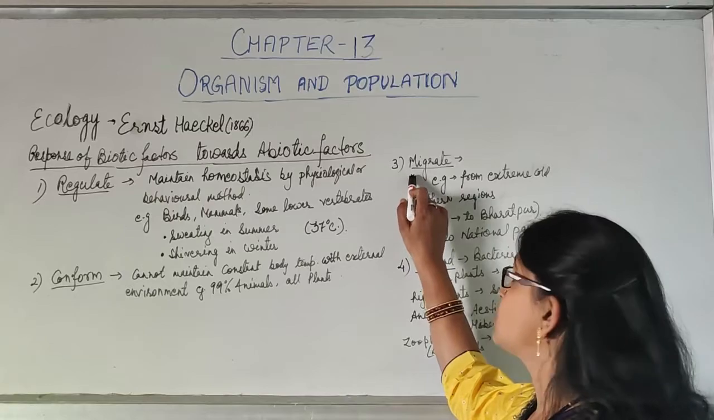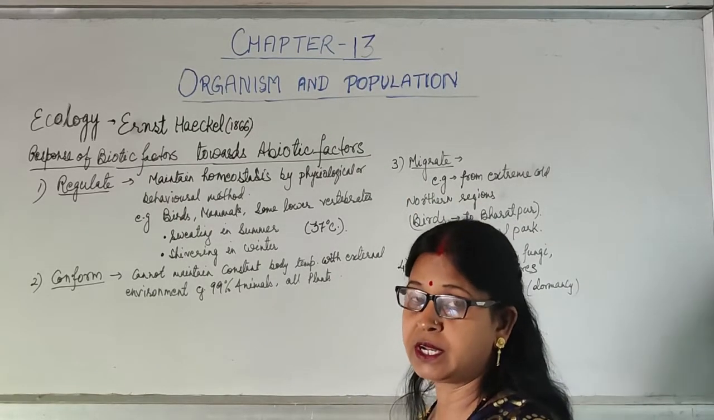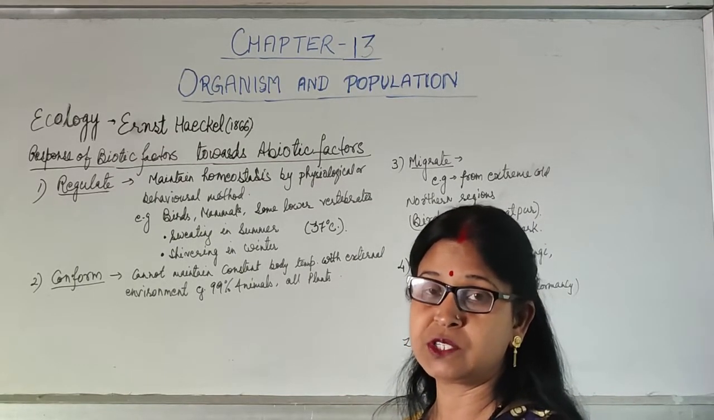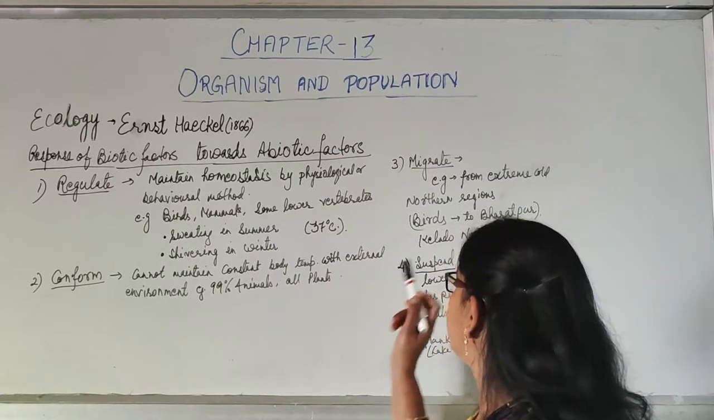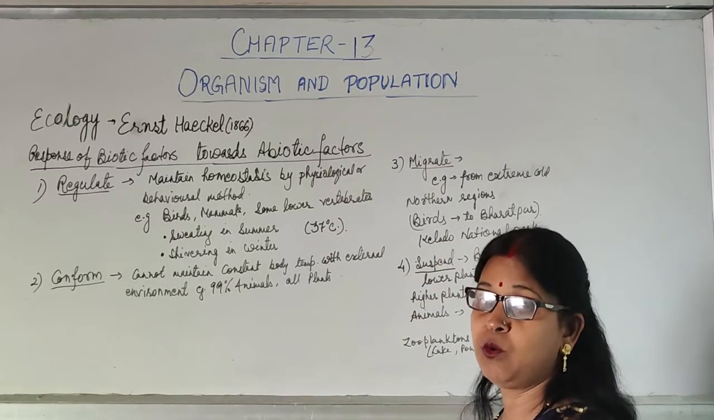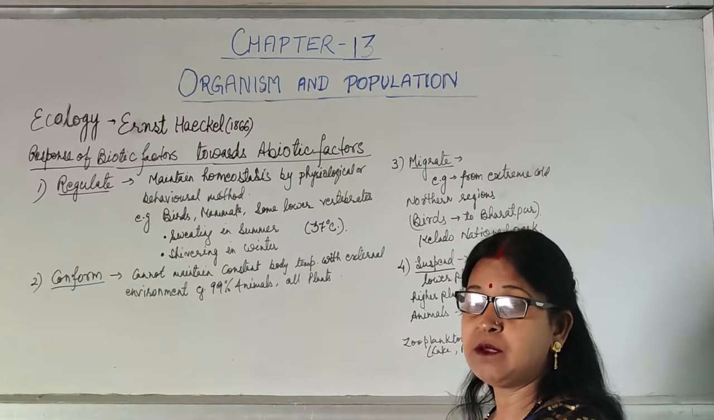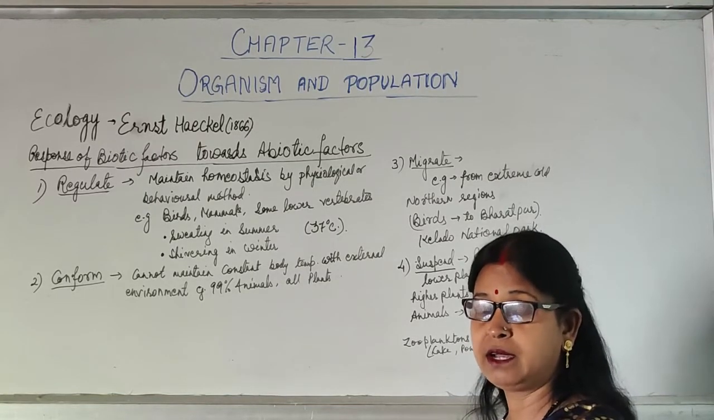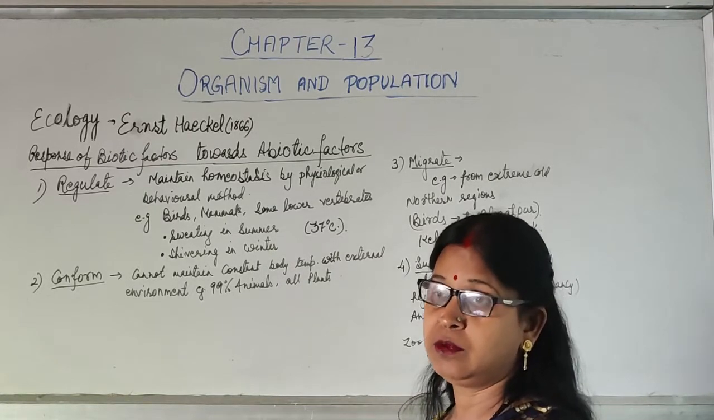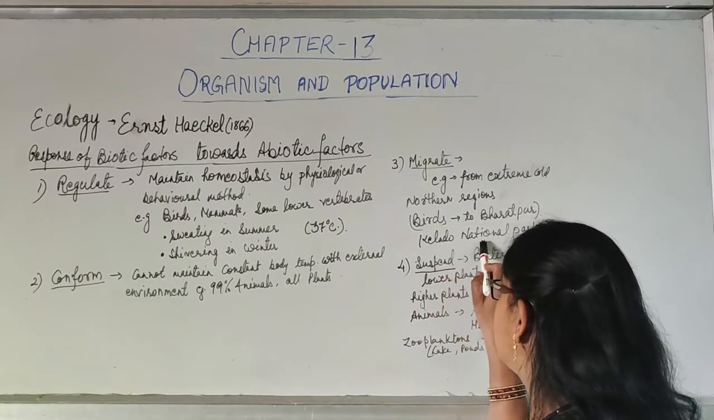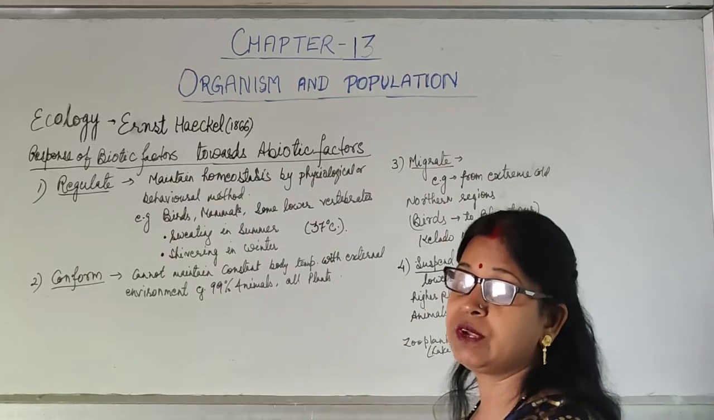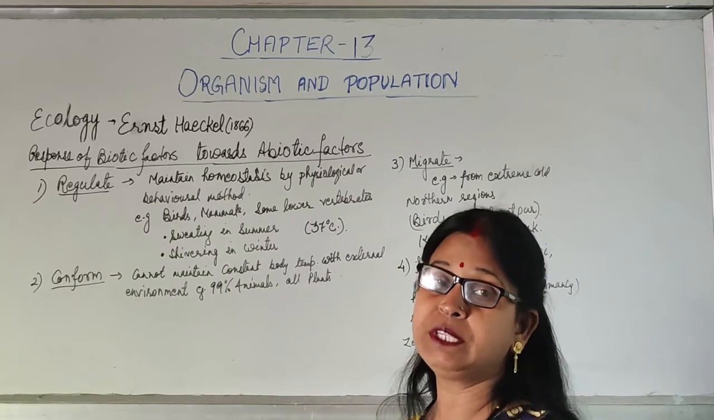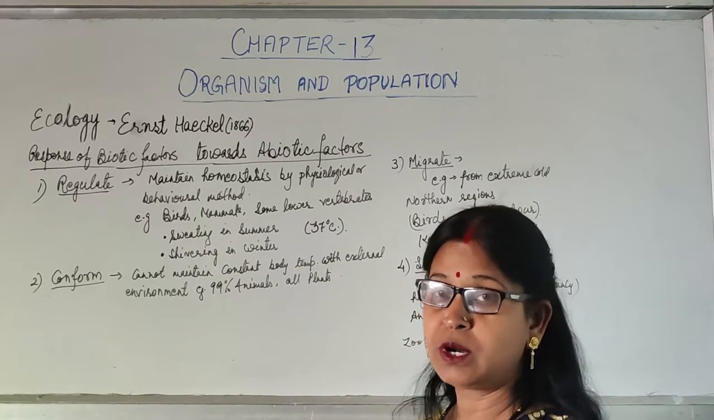The third method is to migrate. Some of the organisms migrate from one place to another to cope with the changing temperature. For example, from the northern region where extreme cold is there, the Siberian crane and other different types of birds migrate to our country, to Bharatpur National Park and Kaladeo National Park. In this way they migrate from one place to another to cope with the stressful condition, the extreme cold.